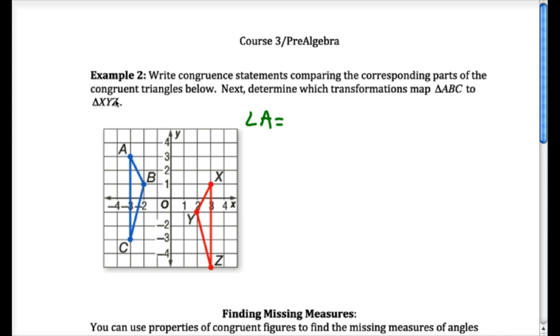Angle A is congruent to angle X. Angle B is congruent to angle Y. Angle C is congruent to angle Z.